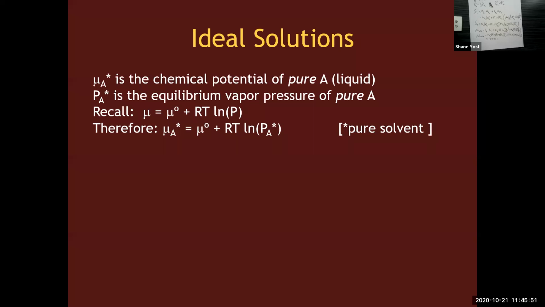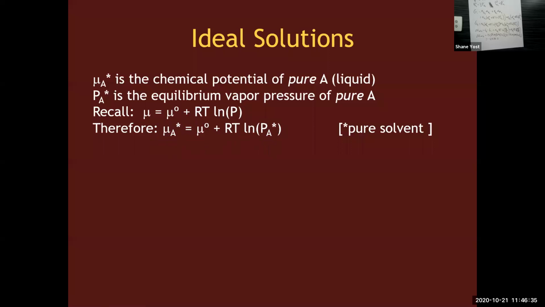Again, the chemical potential of a liquid is equal to the chemical potential of its vapor, given the vapor pressure. The chemical potential of a vapor is just its standard chemical potential at 1 bar plus RT ln of its pressure. So the chemical potential of some pure liquid is equal to the standard chemical potential plus RT ln of the vapor pressure of that liquid. Okay.